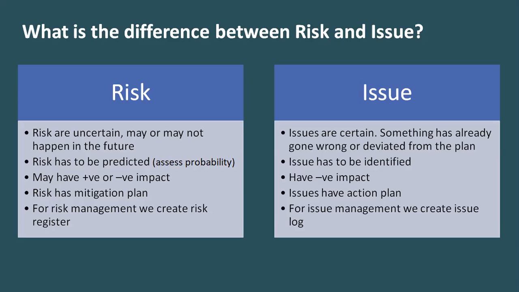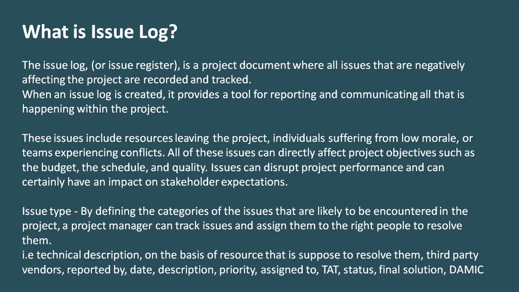Okay. Now, as risk is in future, risk has a mitigation plan. We cannot mitigate an issue, because an issue needs an action plan, because we need to act upon it right now, right? For risk, we create a risk register. For issue, we create an issue log. Some people call it issue register as well, but the more famous name for issue is issue log.